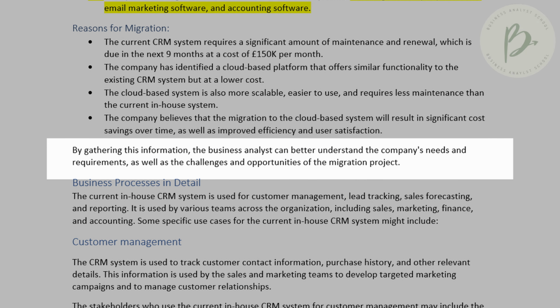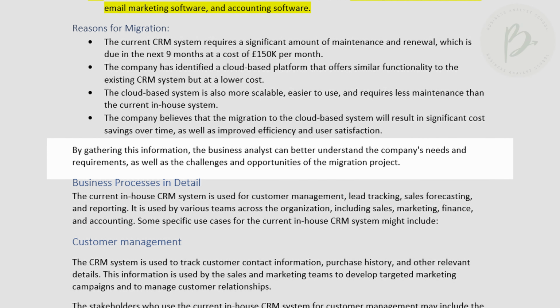By gathering all this information in this situation investigation and problem analysis stage, the business analysts can better understand the company's needs, the company's requirements, as well as any challenges or opportunities for the project. Okay. So remember I said that during this situation investigation and problem analysis, the business analyst is understanding the current process, the users, and the reasons, right? Through the pain points, they're starting to uncover the reasons that we need to migrate the system.